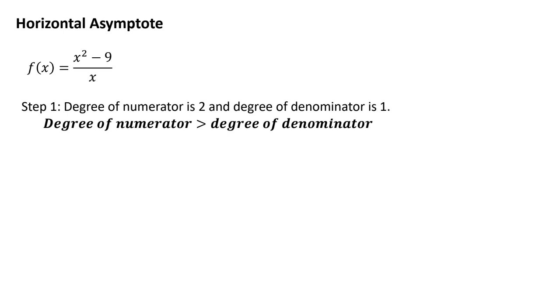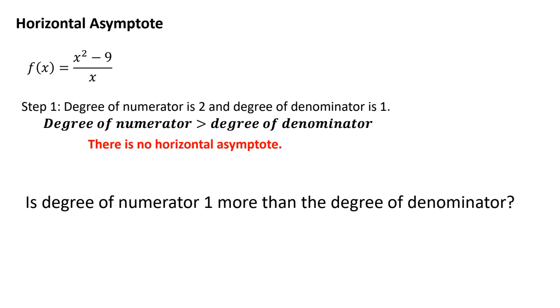So here's 2, and the degree of my denominator is 1. In this case, the degree of my numerator is larger than the degree of my denominator, so that means I'm not going to have a horizontal asymptote. There won't be a horizontal asymptote, but there will be a slant asymptote. If the degree of the numerator is 1 more than the degree of the denominator, the answer is yes, so we have a slant asymptote.